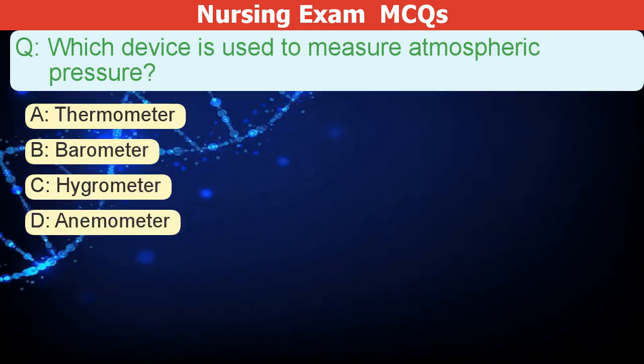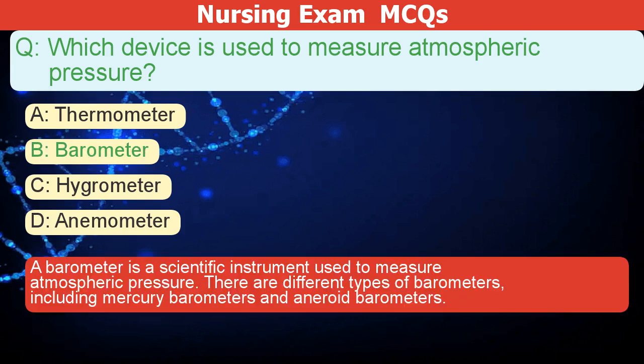Which device is used to measure atmospheric pressure? A. Thermometer, B. Barometer, C. Hygrometer, D. Anemometer. The correct answer is B. A barometer is a scientific instrument used to measure atmospheric pressure. There are different types of barometers, including mercury barometers and aneroid barometers.